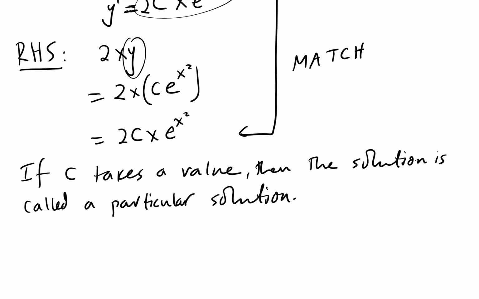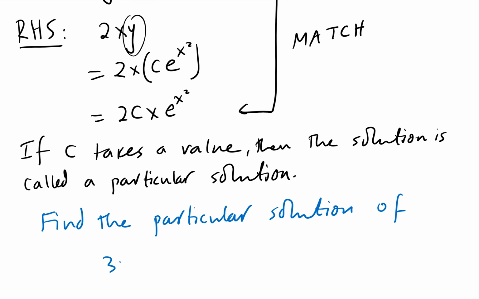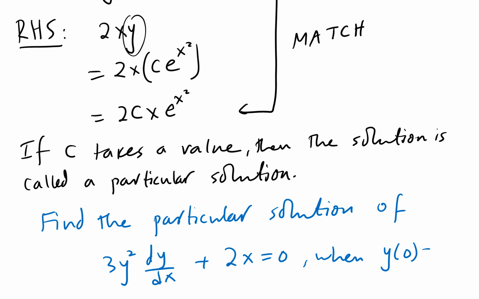So to apply that, we can ask you to find the particular solution of the differential equation 3y squared dy/dx plus 2x equals 0 when y(0) is 3.